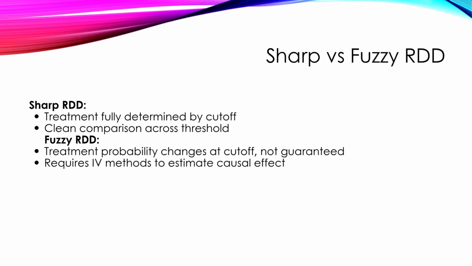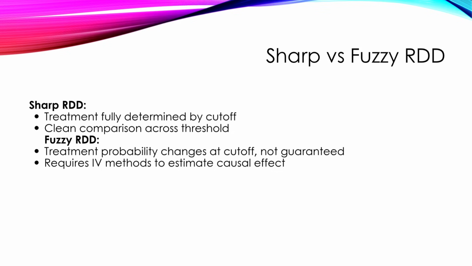This is when treatment assignment is probabilistic and not deterministic. Being on one side of the cutoff increases the likelihood of treatment but doesn't guarantee it. Conversely, being on the other side makes treatment less likely but still possible. There is non-compliance with the theoretical assignment rule. This leads to contamination. The treatment group contains some untreated individuals and the control group contains some treated individuals.